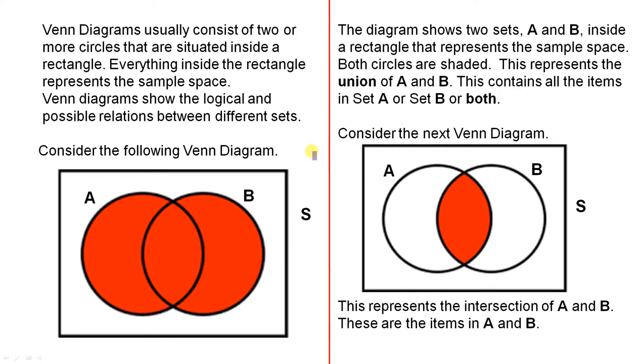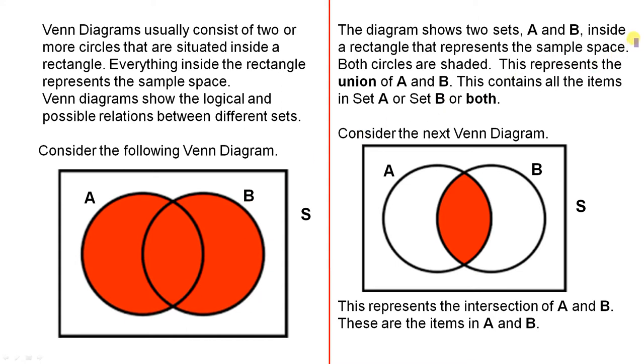Consider the following Venn diagram. Here's the rectangle which represents everything we are talking about, and it's called S, the sample space. The set A is the circle on the left-hand side. The set B is the circle on the right-hand side. Both of the circles are fully shaded.